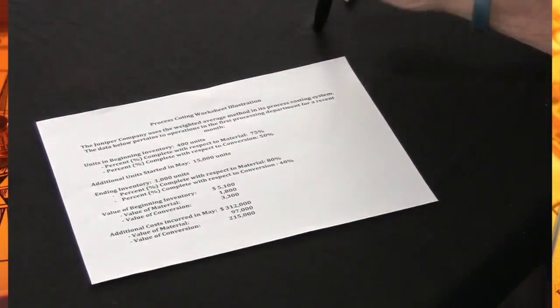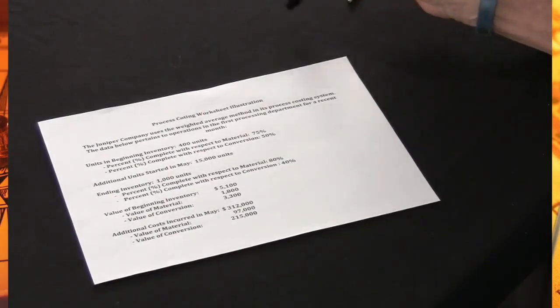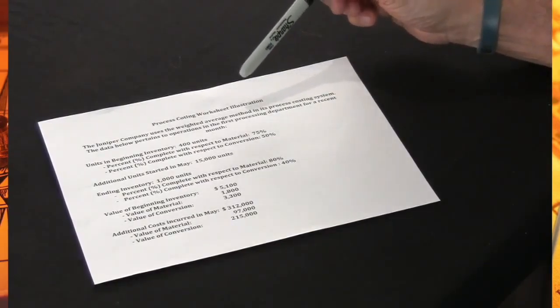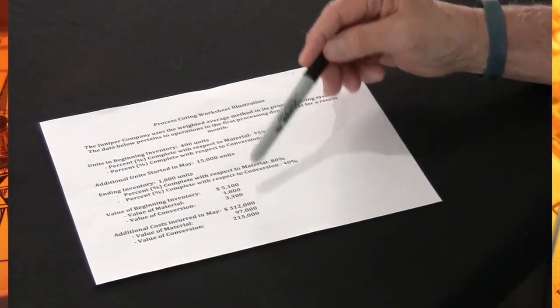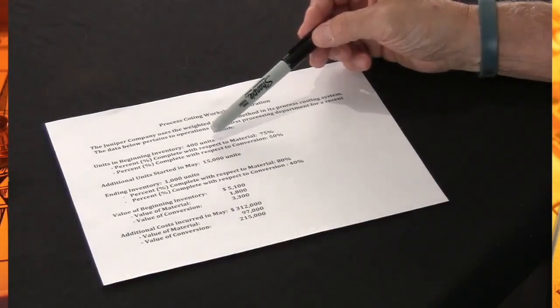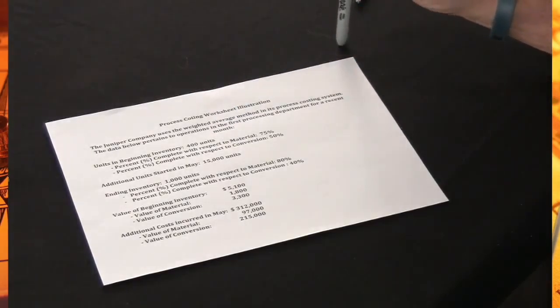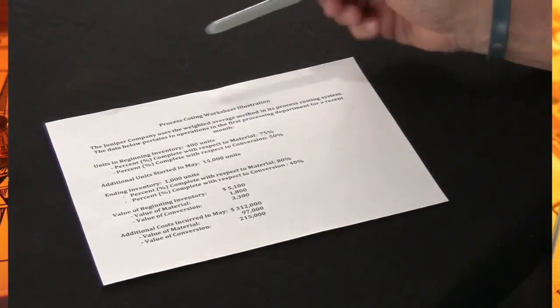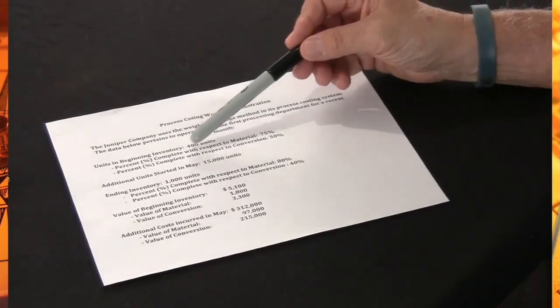This company, the Juniper Company, uses the weighted average method for processing costing, and we have some costs here relating to the month of May, which was in their first processing department. So the output of this process is going to go to a second step. They started the month with 400 units in beginning inventory on May the 1st, and of that 400 units, 75% of those 400 were complete with respect to material, and 50% of them were complete with respect to conversion.